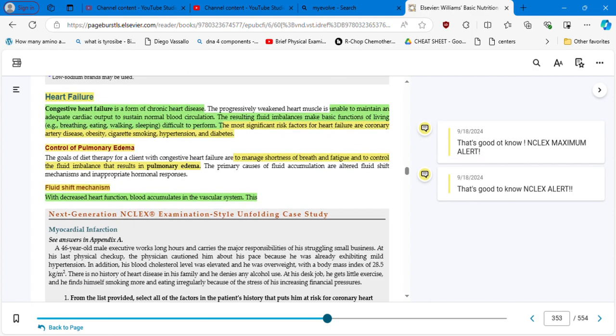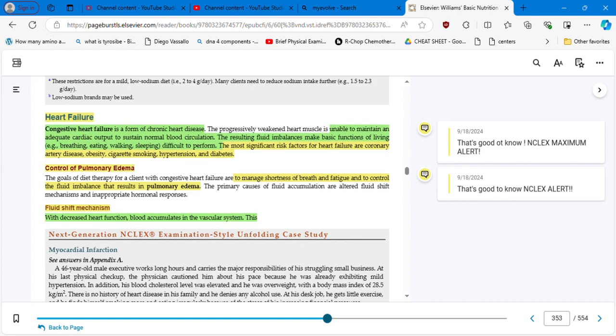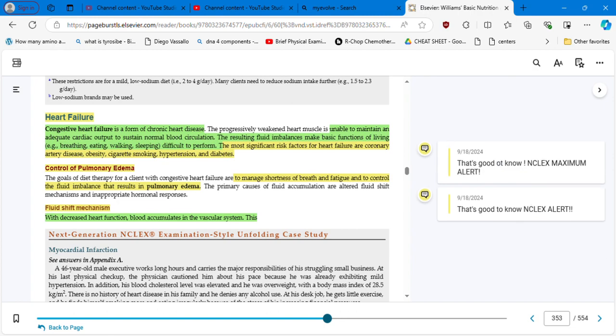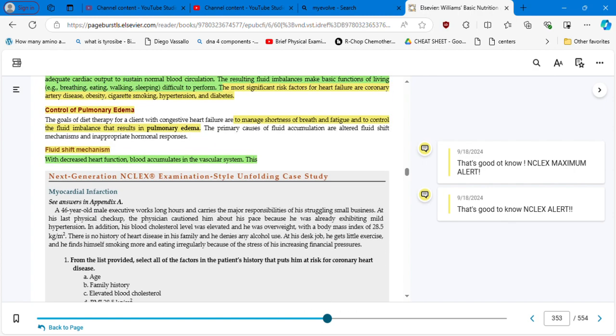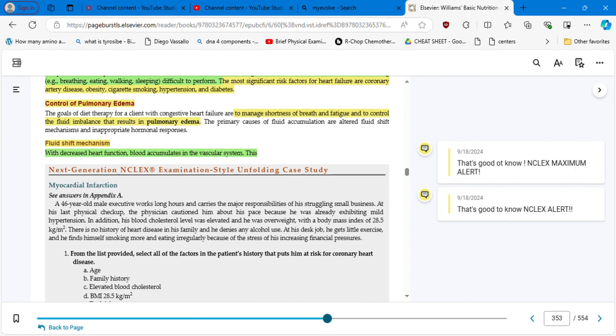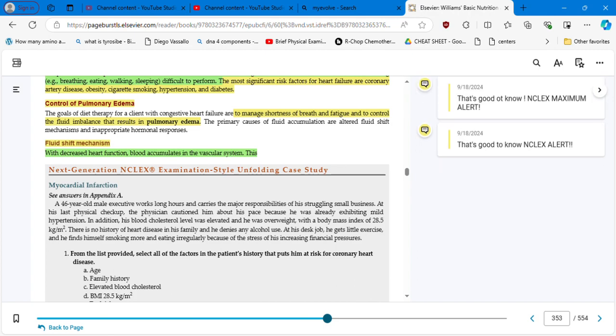To manage shortness of breath and fatigue and to control the fluid imbalance that results in pulmonary edema, we have to follow certain steps. And all the information that I am mentioning right now at the beginning of this part 2 is good to know. NCLEX alert, okay? Fluid shift mechanism. With decreased heart function, blood accumulates in the vascular system.